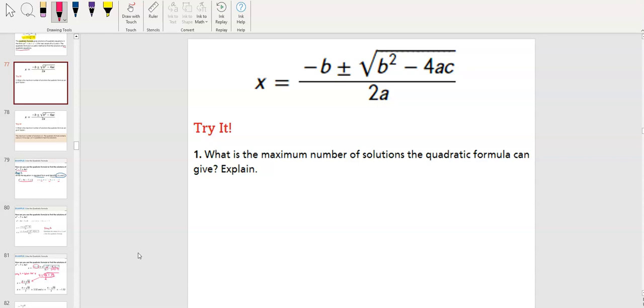So once again, negative b plus or minus square root b squared minus 4ac all over 2a.